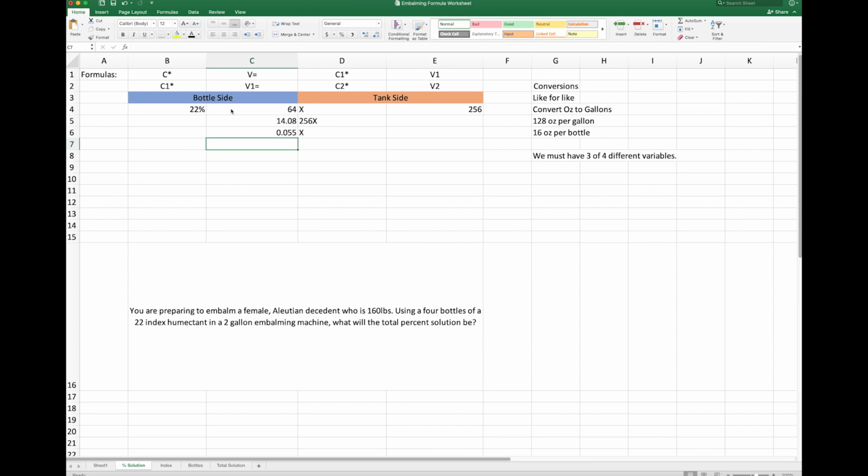Remember, we're solving for a percent. So this number right here is a percent that we must now convert to an actual percentage. So we do not have 0.055%. We have 5.5%.